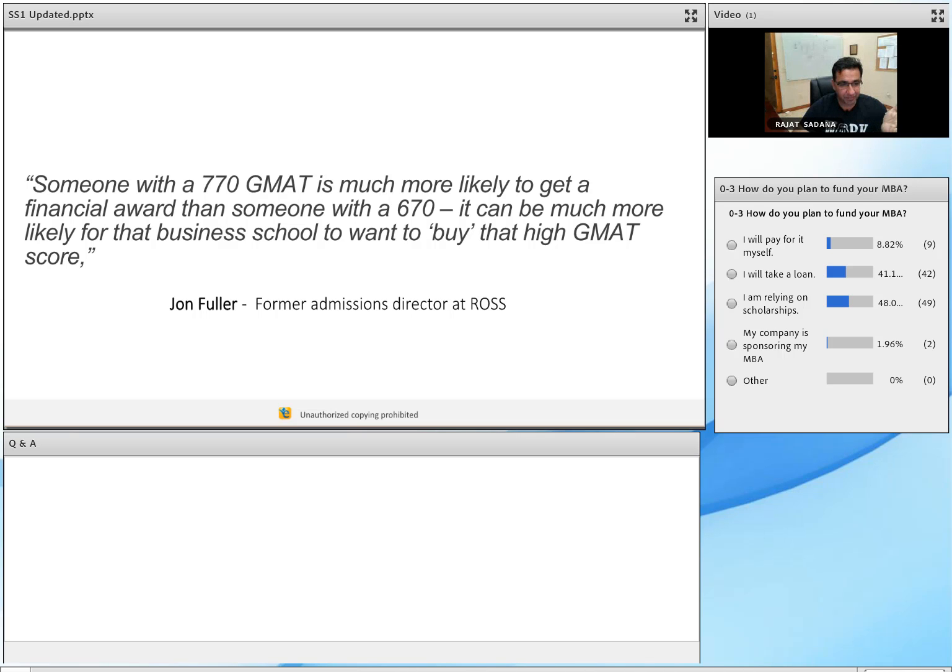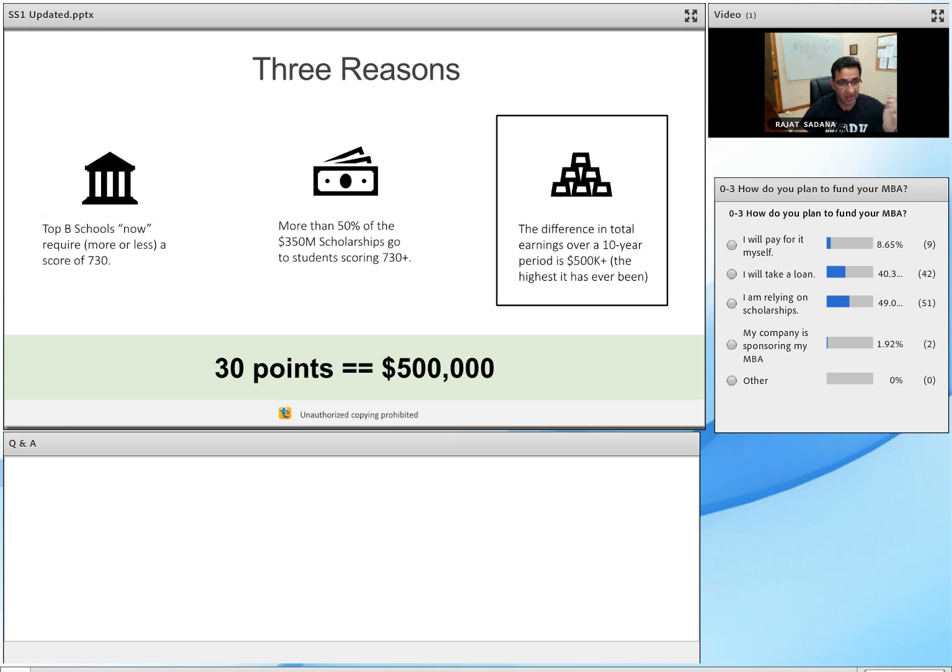And this is the quote from John Fuller, who's the former admissions director at Ross. He said, "Someone with a 770 GMAT is much more likely to get a financial award than someone with a 670. Why? Because the business school wants to buy that high GMAT score." And we've seen this happen again and again. The third reason, from a financial standpoint, probably the most compelling reason, is the delta in total earnings.